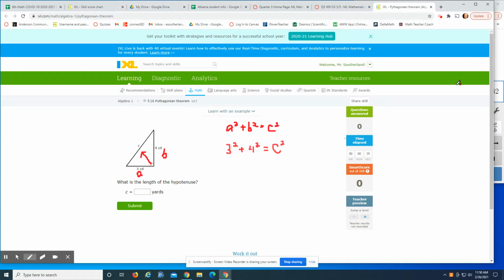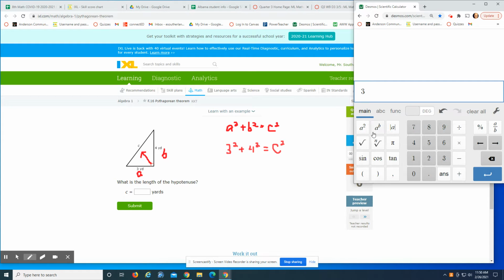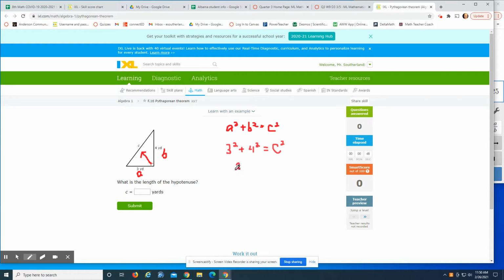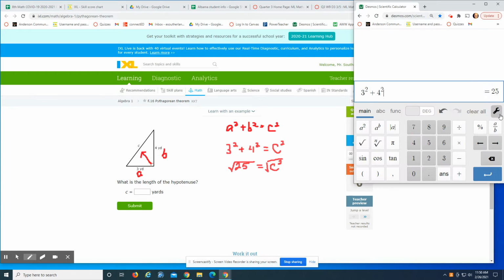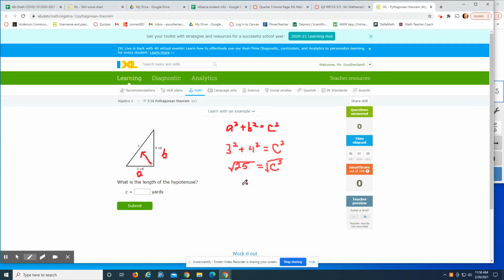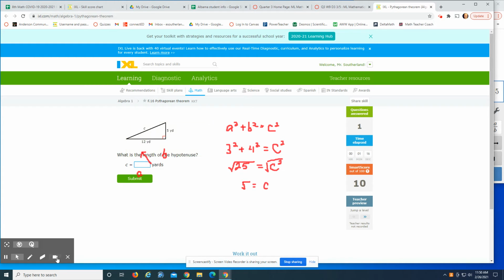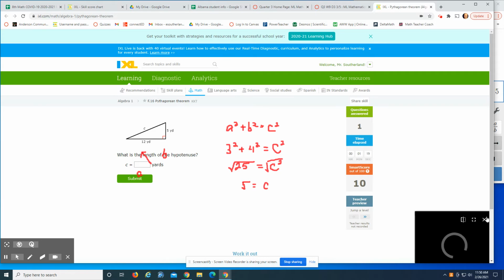And so the first thing I would do is just go to my calculator and I would type that in. 3 squared plus 4 squared. I can see it equals 25. The C squared just drops down. The last and final step is to do the square root of both sides. The square root of 25 is 5, but we'll type it in the calculator to verify. And the square root of C squared is C. So I know that this is going to be 5. And then we go on to our next type of question.